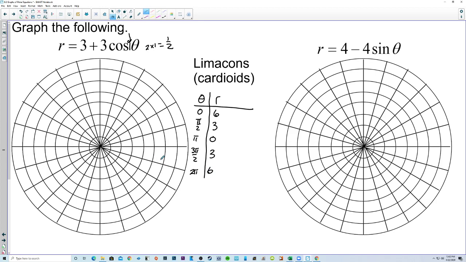Now let's work our way around the circle and graph the points. So at 0 radians, we're at 6. 1, 2, 3, 4, 5, 6. Pi over 2 is 1, 2, 3. Pi hits the pole, 0. I should probably be doing this in a different color so it stands out a little bit more. Then 3 pi over 2, down here is 3. 1, 2, 3. And then 2 pi is back to 6.